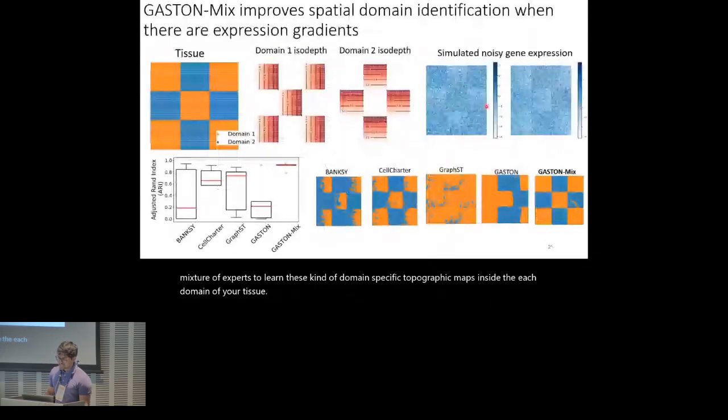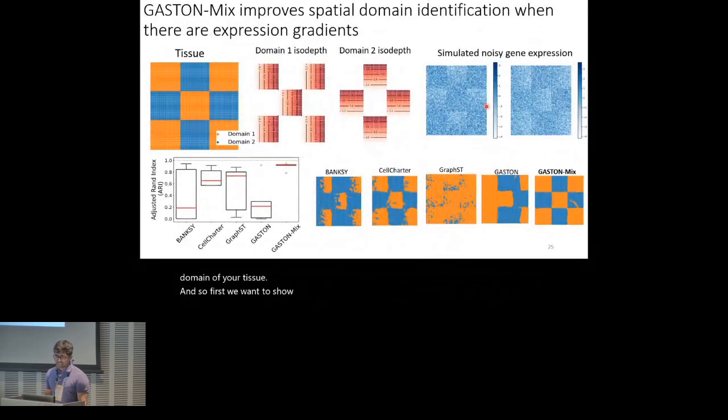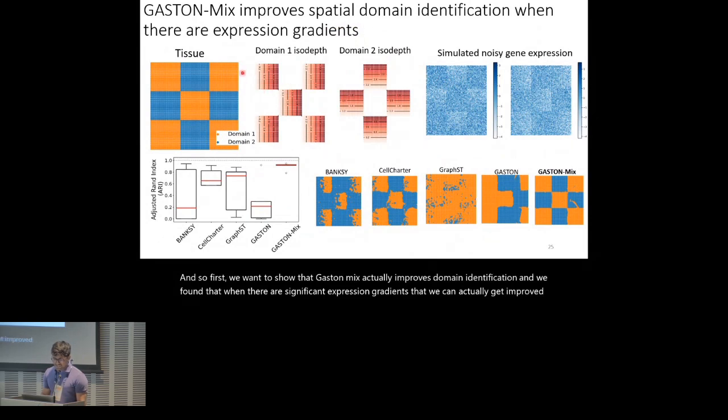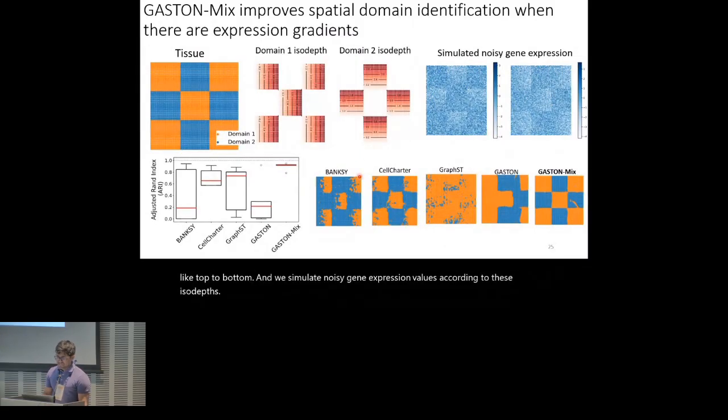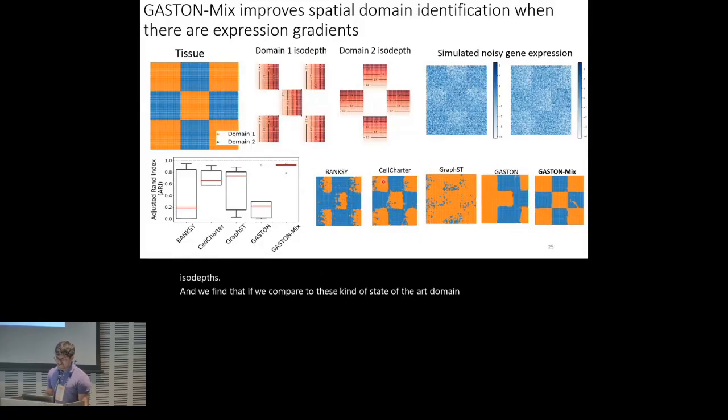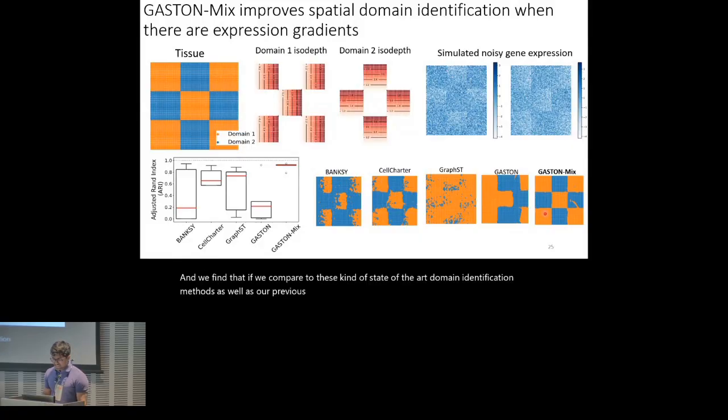First, we wanted to show that GASTON-Mix improves domain identification. We found that when there are significant expression gradients, we can get improved domain identification. We simulated a tissue that follows a checkerboard pattern, like the one from Jackson et al. that I'd shown before. We model two different isodepths inside each domain, one that goes left to right, and one that goes top to bottom. We simulate noisy gene expression values according to these isodepths. If we compare to state-of-the-art domain identification methods, as well as our previous method, GASTON-Mix is more accurately able to identify these different checkerboard domains.